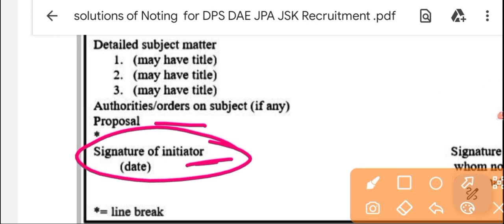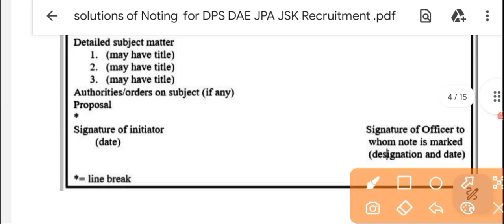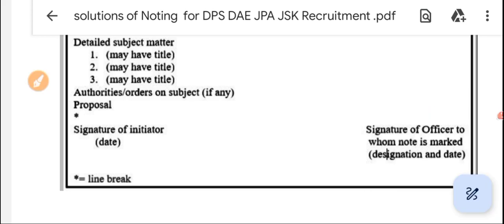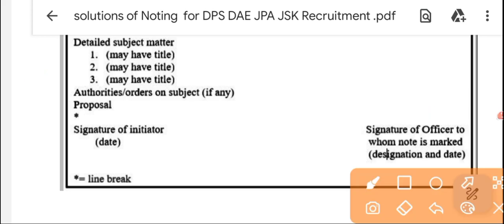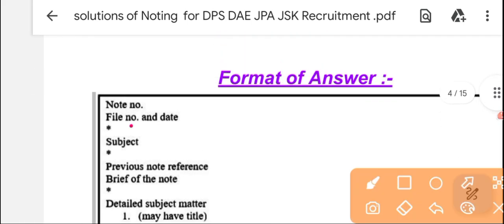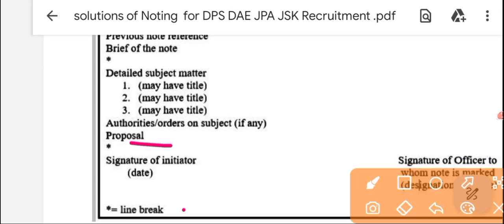Here will be the post of the initiator. Next is your senior officer's name, designation, and signature of the officer to whom the note is marked, with the date. Here you also write your signature and the date. Some line breaks will be available, and at the end there is also a line break.